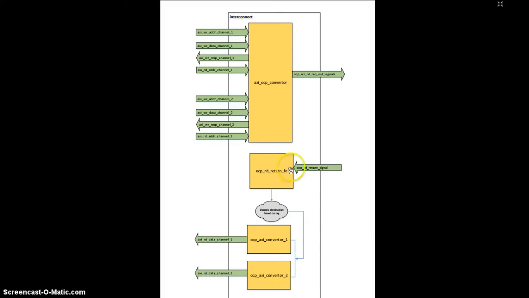Now we will go through the implementation of the OCP to AXI conversion part. As you know, when the masters request a read to the OCP client, it will return the corresponding data. This data has to be returned to the appropriate masters. These read returns are identified by using the tag information.